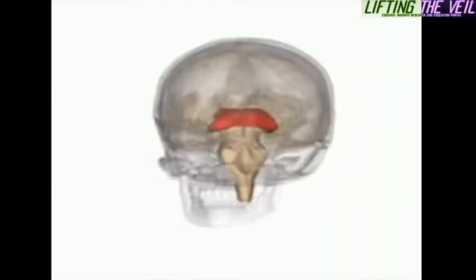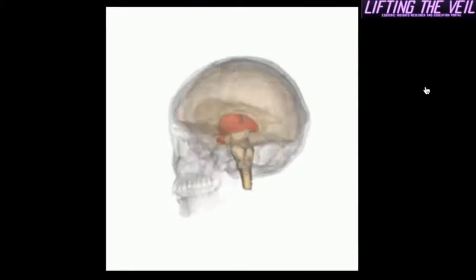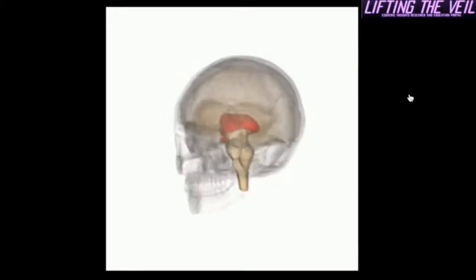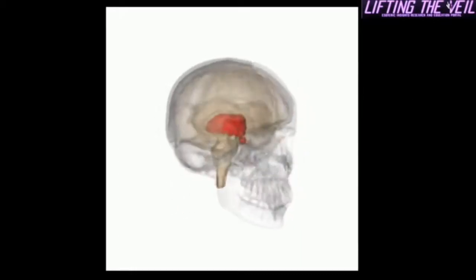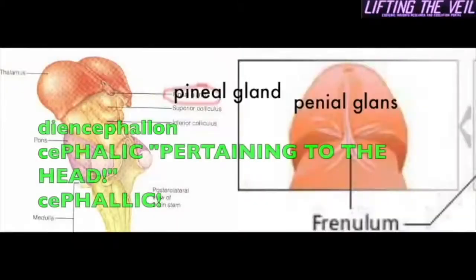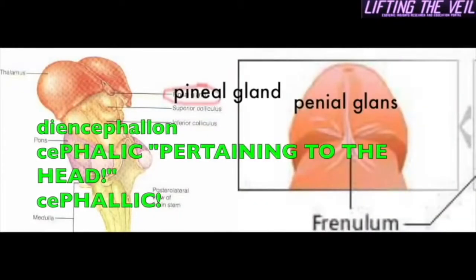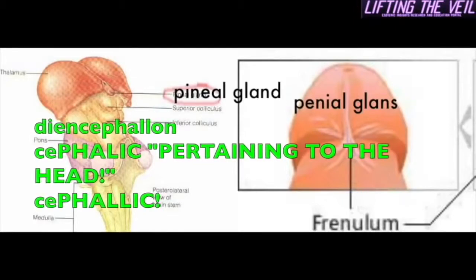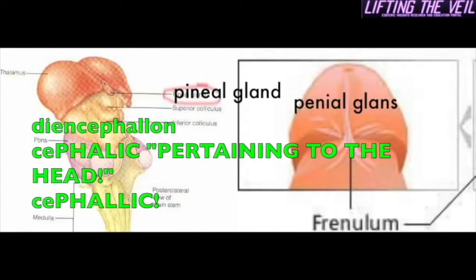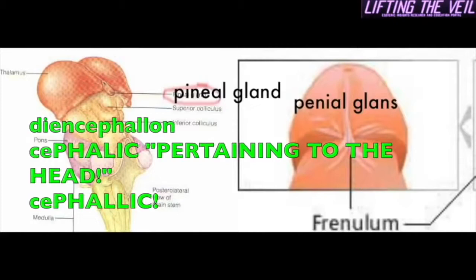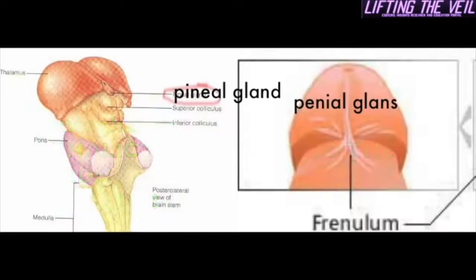So this is called the diencephalon, and it's referred to as the cephalic portion of the brain, relating to the diencephalon, which etymologically comes from cephalic, pertaining to the head, from Latin cephalicus, from cephalikos, pertaining to the head. Cephalic contains the word phallic within it. Cephalic, pertaining to the head. As above, so below the belt.